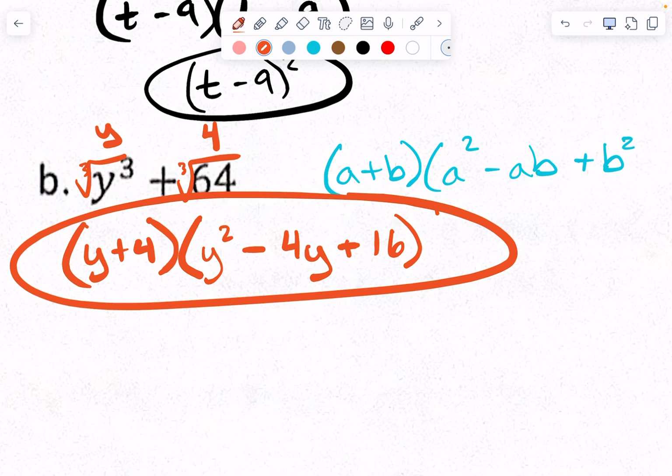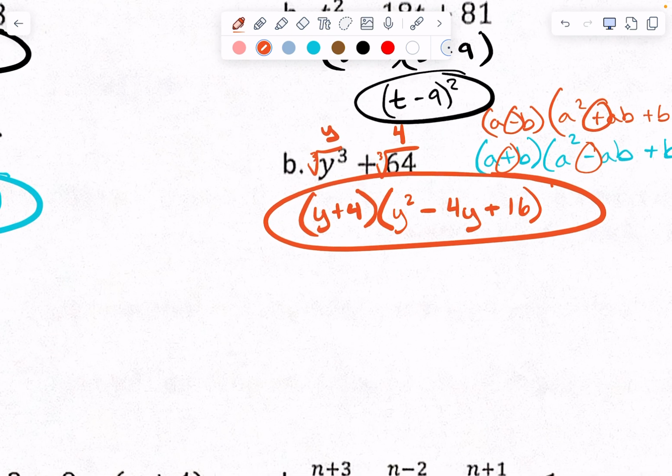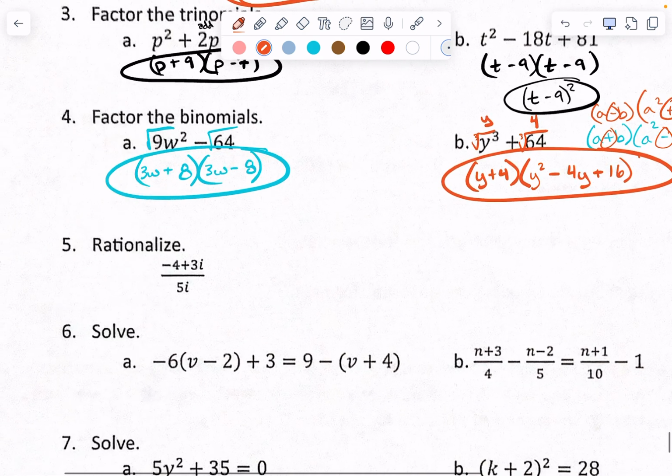Okay, that is a sum of cubes, right? Difference of cubes is the same formula, but it's a minus b, a squared plus ab plus b squared. So it's just these signs change. Do you ever have to solve these ones? No, these are easy. Not till we get to the equals signs.